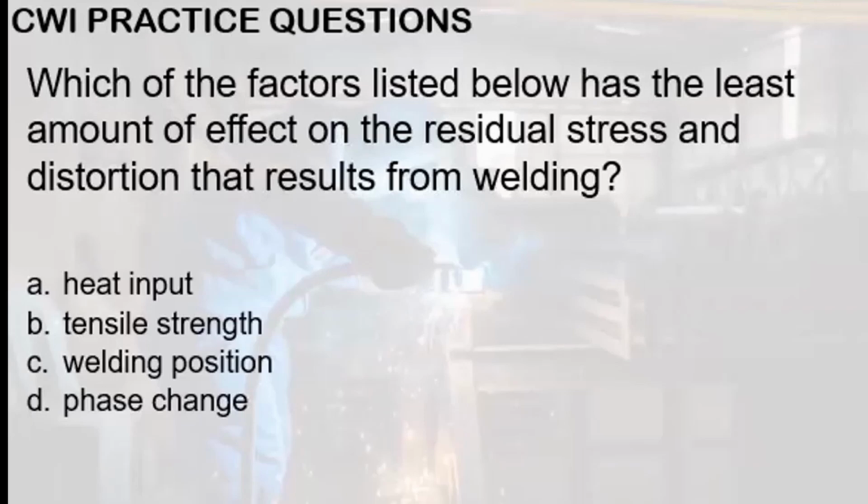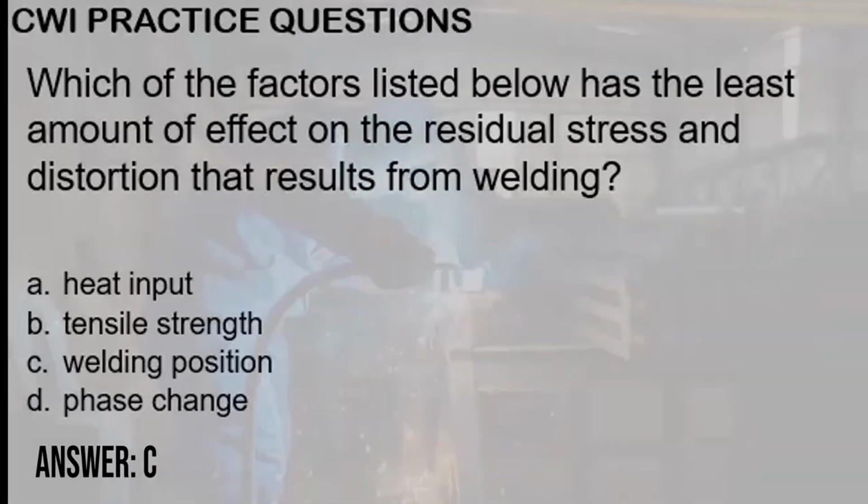Phase change refers to the change of the property of the metal, and when this happens, you can guarantee that distortion and residual stress have already affected the metal. So that leaves us with the answer here, letter C. Welding position, on the other hand, does not directly affect the heat input, because no matter what the position is, the heat input parameters like current, polarity, and voltage must be followed in accordance with the welding procedure specifications.